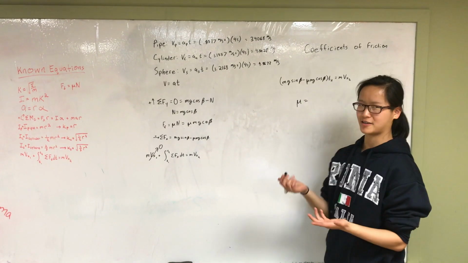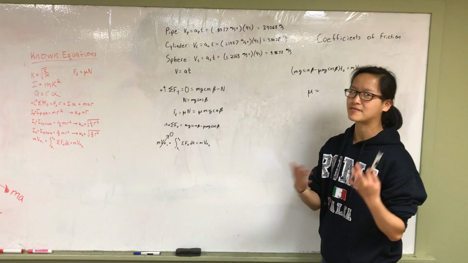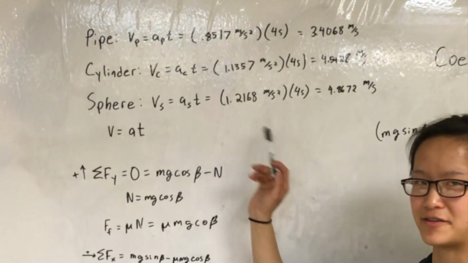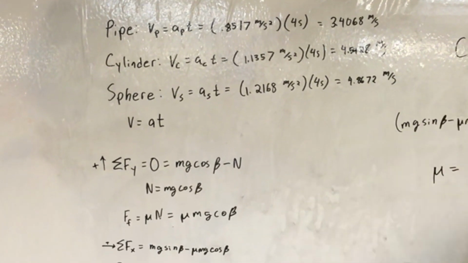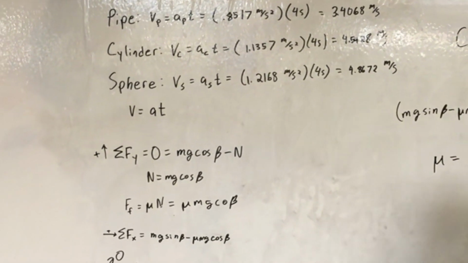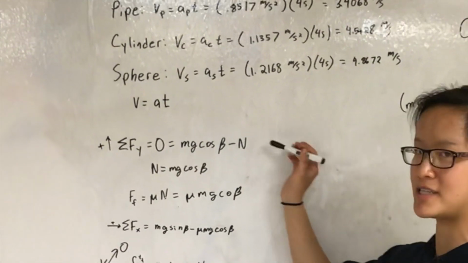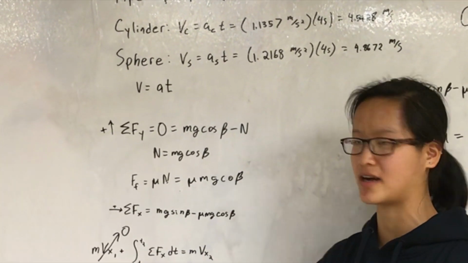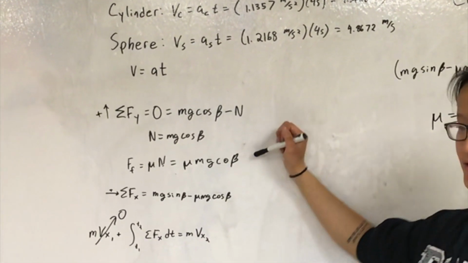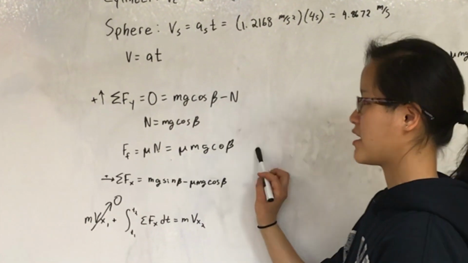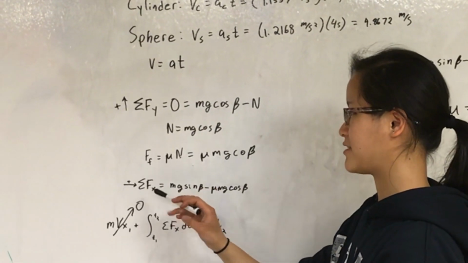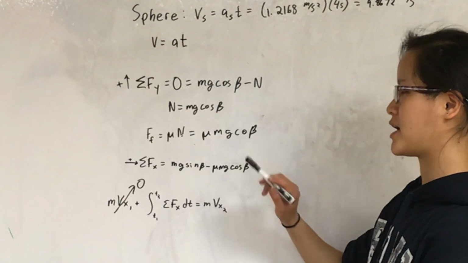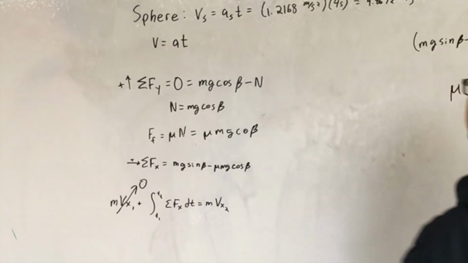So finally, we're going to be solving for the coefficients of friction. And first we'll need the linear velocities of each object, which we found using v equals a t. Then we need to use, from the free body diagram, the sum of the forces in y to get that the normal force is equal to mg cosine beta, which can be plugged into the force of friction equation here, which will finally give us a sum of forces in x of mg sine beta minus mu mg cosine beta.